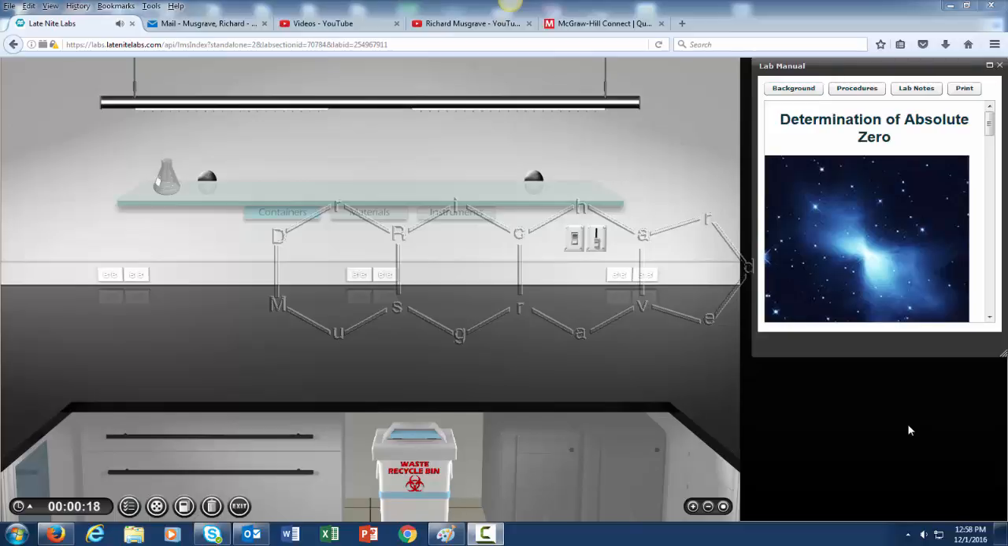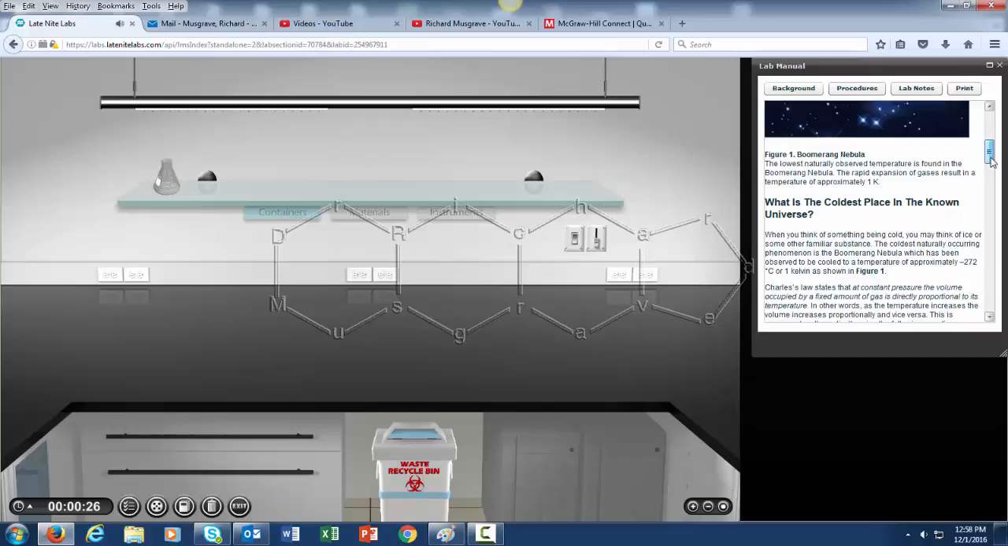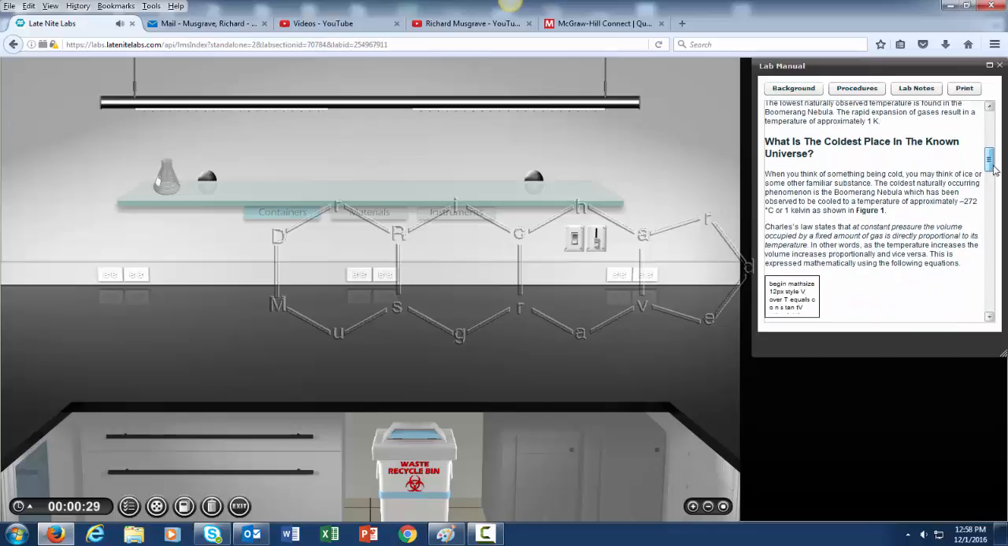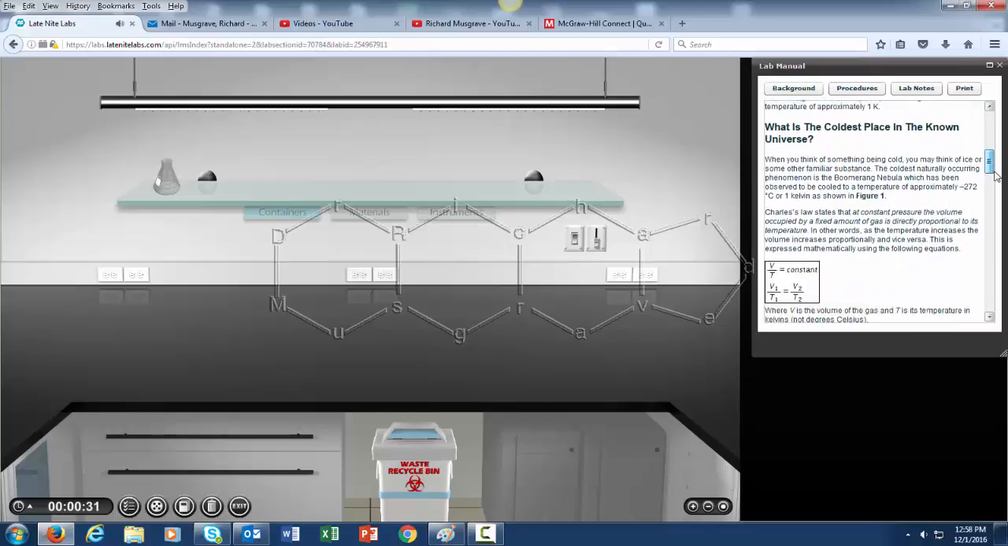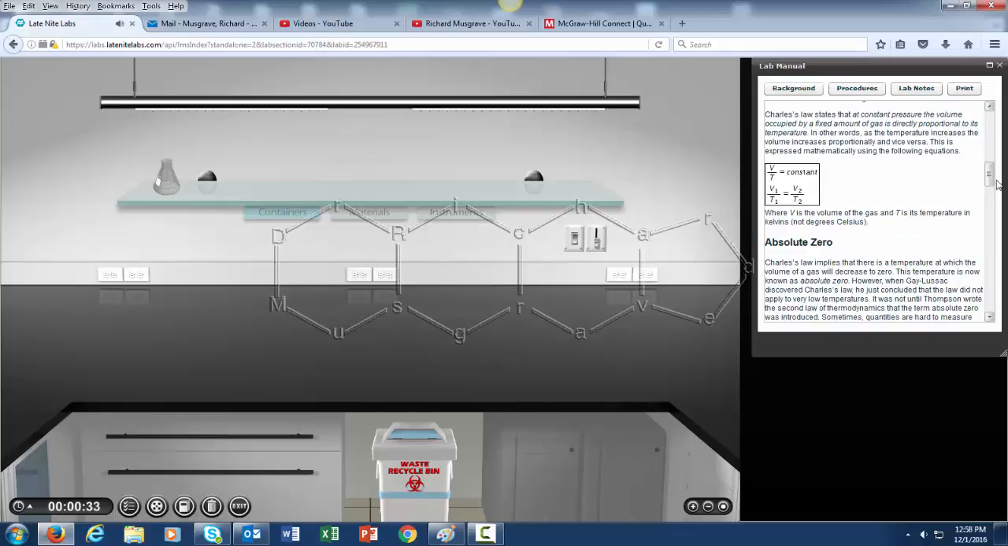Alright, I want to give you some information about how to handle the determination of absolute zero lab. Now the first thing I think you should do is read through the background of the lab. I know a lot of it is stuff that you probably won't understand, but that's okay. There's certain points they make that I think are important, and one of those important things is that as volume goes down, temperature goes down, or as temperature goes down, volume goes down.